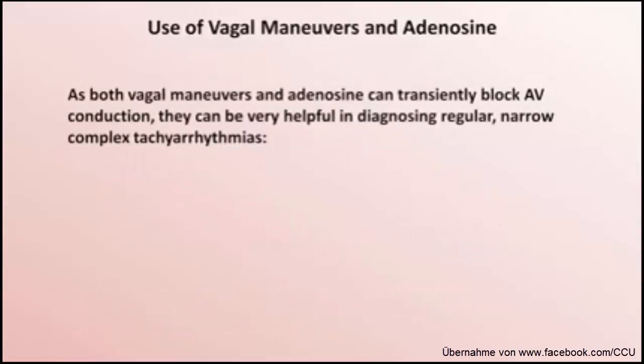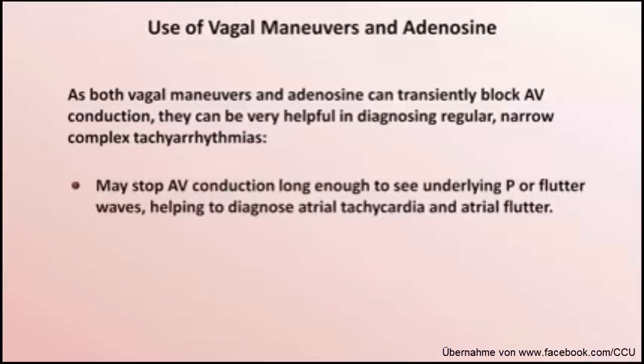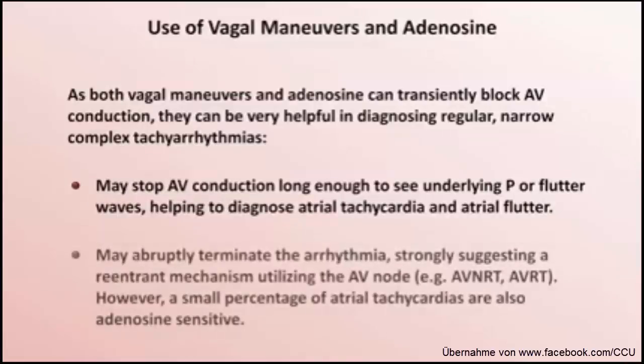As both vagal maneuvers and adenosine can transiently block AV conduction, they can be very helpful in diagnosing regular, narrow complex tachyarrhythmias. For example, either may stop AV conduction long enough to see underlying P waves or flutter waves, helping to diagnose atrial tachycardia and atrial flutter. Alternatively, they may abruptly terminate the rhythm, which not only treats the patient, it also strongly suggests a reentrant mechanism utilizing the AV node, for example AV NRT or AV RT. However, a small percentage of atrial tachycardias are also adenosine sensitive.